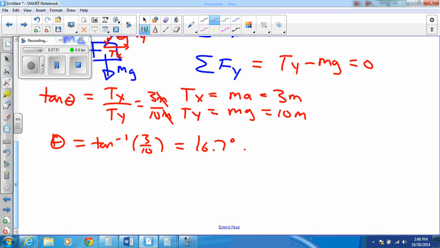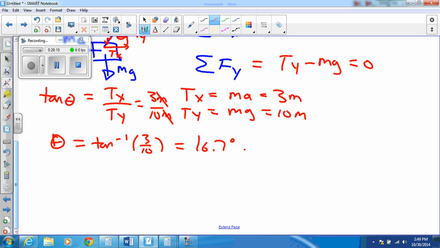So you can see that working in non-inertial reference frames is very simple. All you have to do is keep in the back of your head that you have to add one more force into your free body diagram to compensate for the fact that your reference frame is moving. It's really just a bookkeeping trick.